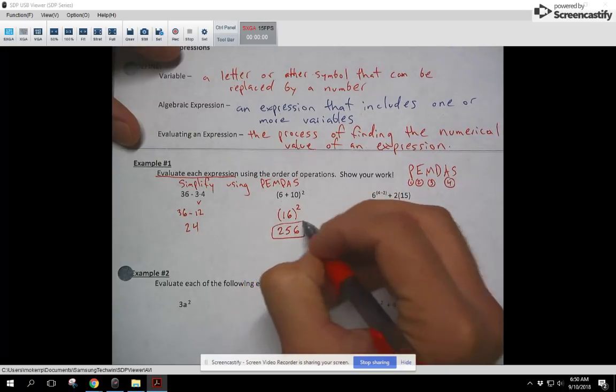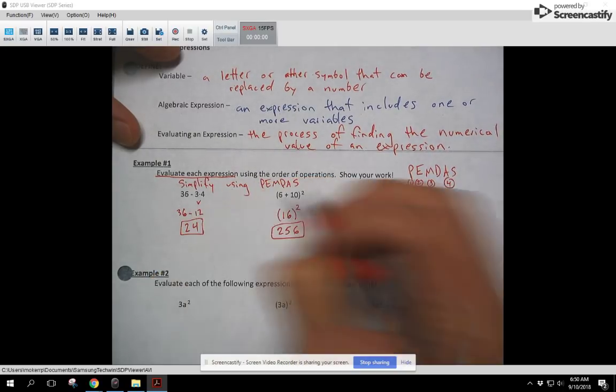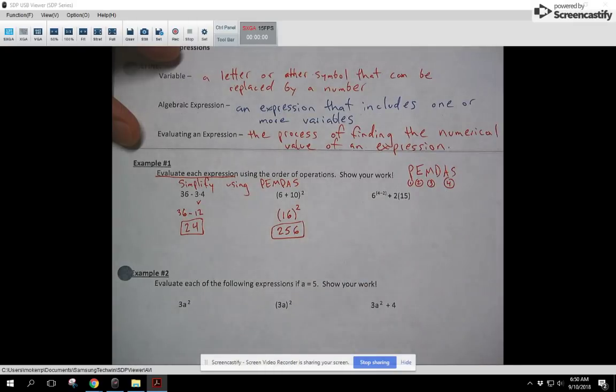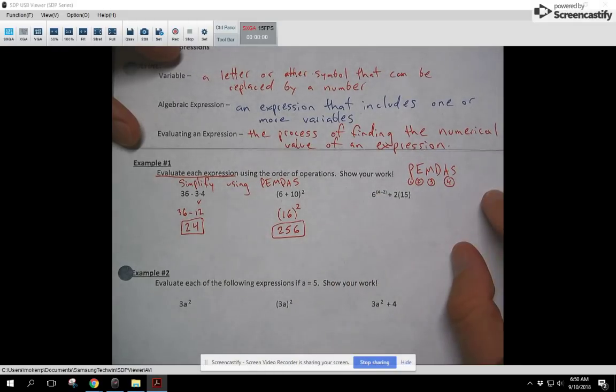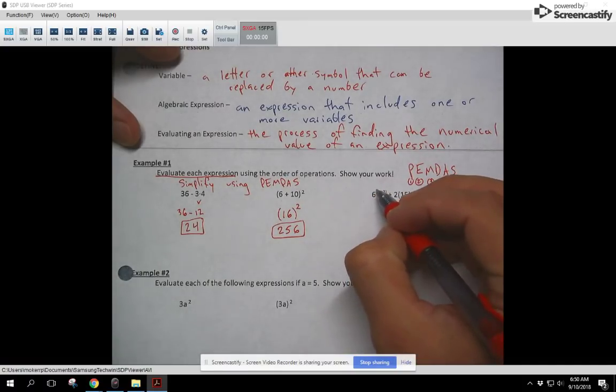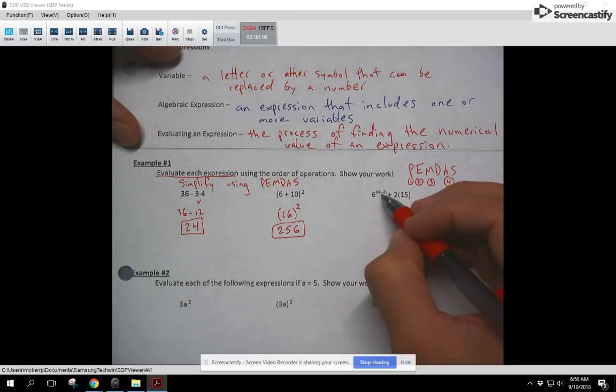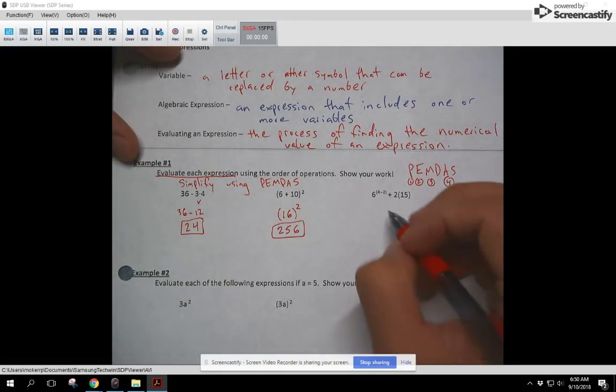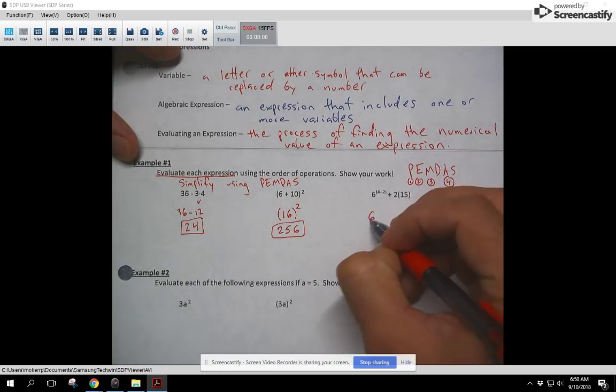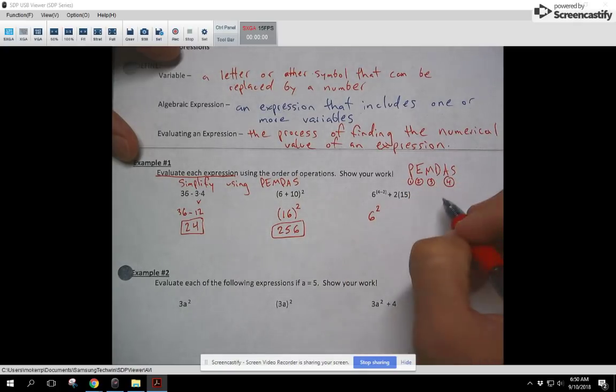Just make sure that you're not doing 16 times 2. It's 16 squared, so 16 times itself. And the third example, parentheses first. So 4 minus 2 is an operation inside parentheses. I need to take care of it. I know it's up there in the exponent, but it's still an operation inside parentheses. So I'm going to leave the 6 alone. 4 minus 2 is 2.